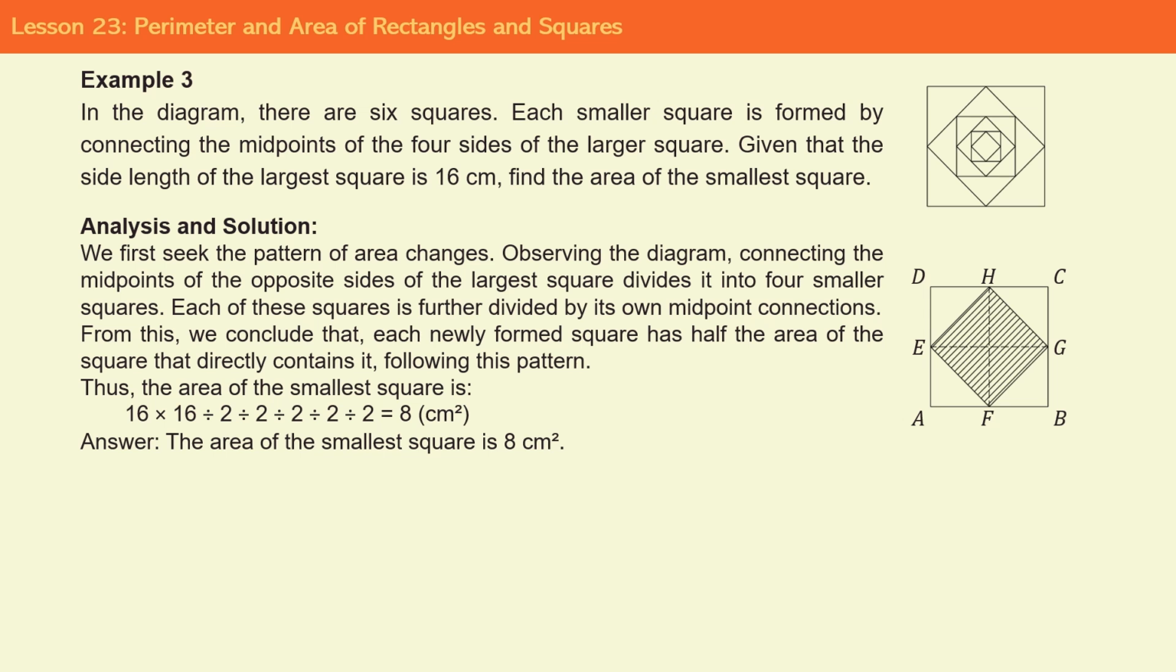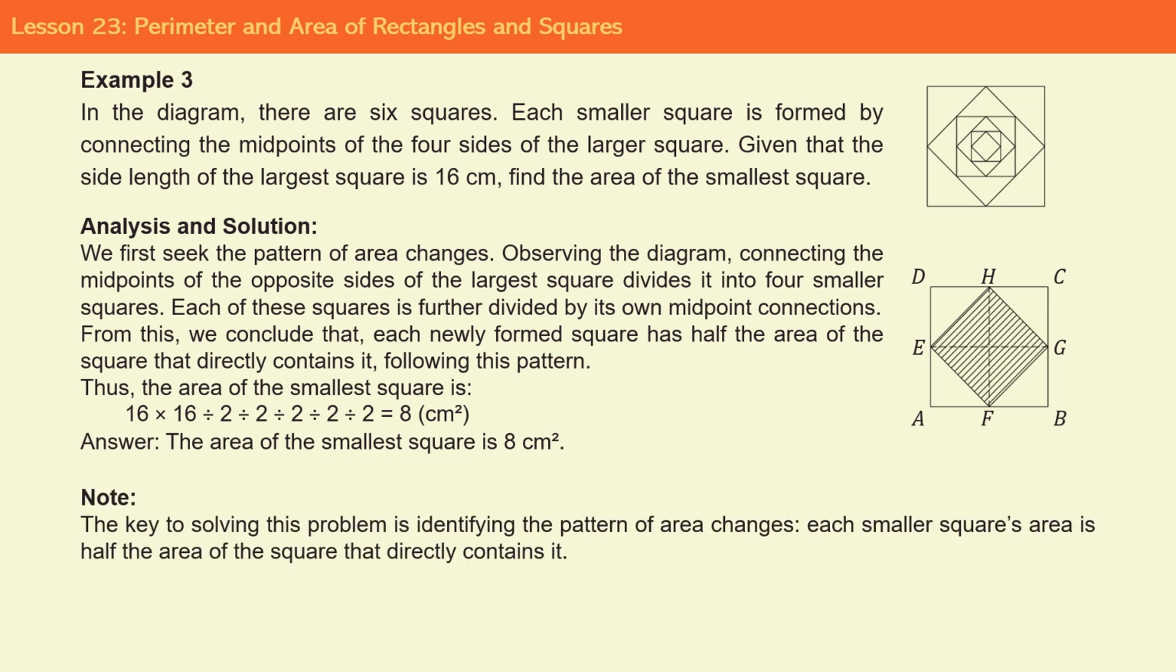Each of these squares is further divided by its own midpoint connections. From this, we conclude that each newly formed square has half the area of the square that directly contains it, following this pattern. Thus, the area of the smallest square is 16 times 16 divided by 2, five times. We can get the answer: the area of the smallest square is 8 square centimeters. The key to solving this problem is identifying the pattern of area changes. Each smaller square's area is half the area of the square that directly contains it.